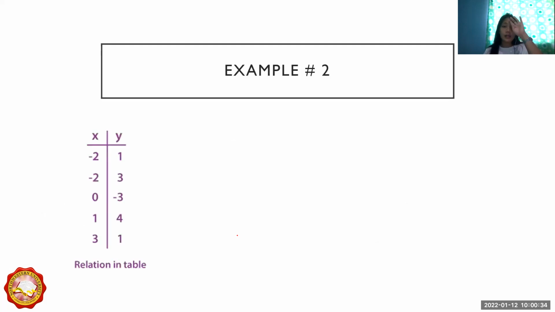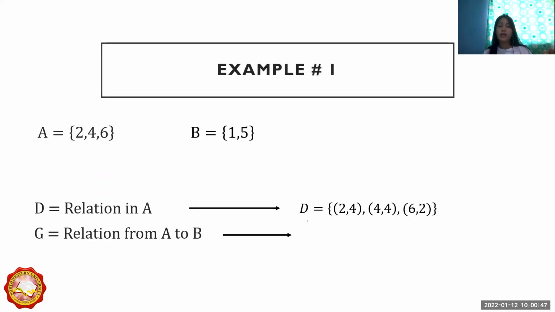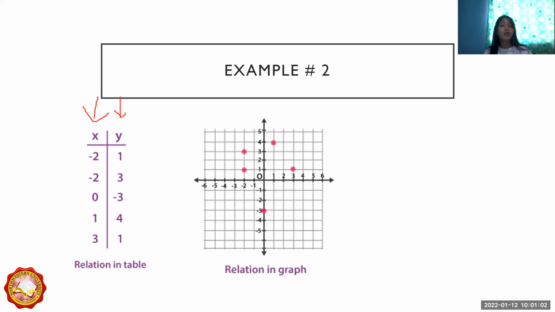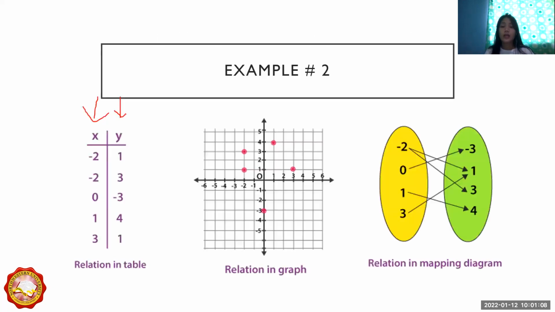Okay, so another example. Now, relation could be written in many forms. You can write them in the set of ordered pairs, which ginagawa na natin kanina. Here, the set of ordered pairs is considered to be a relation. You can also rewrite them in terms of tables, wherein this is your first set or your domain, this is your second set or your range. You can also present them in a graph, and then you can also present them in a mapping diagram.